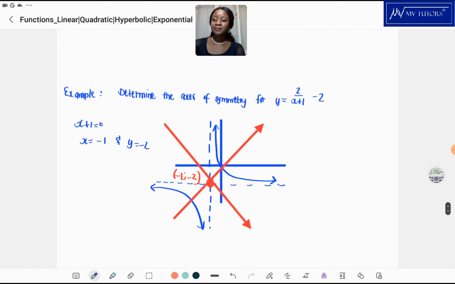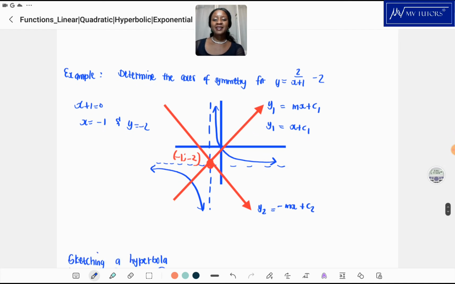So in our increasing function, I'm just going to say y1 is equal to mx plus c1. We know that m is 1. So in essence, y1 is actually x plus c1. And for our decreasing function, for the axis of symmetry, I'm going to just say y2 is equal to negative mx plus c2. We know that m, again, is 1. So you're going to have negative x plus c2.